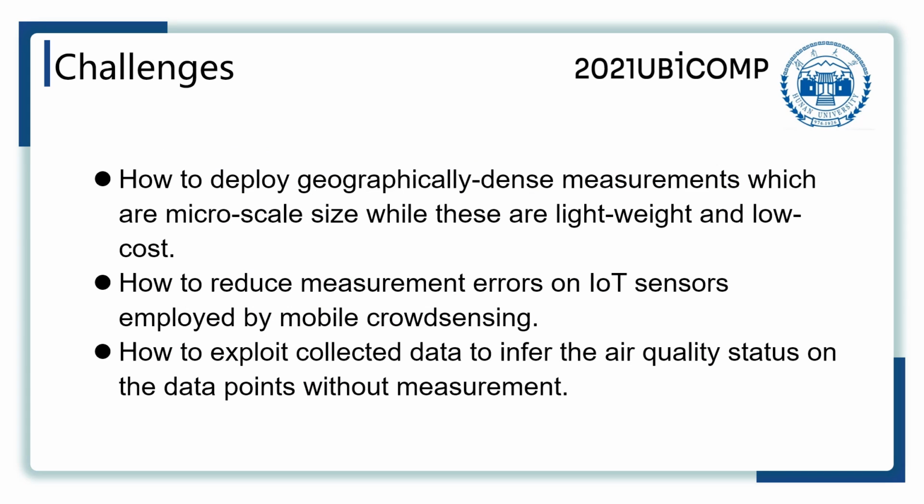There are several challenges when we design our system. The first one is how to deploy geographically dense measurements which are microscale size. Secondly, how to reduce the measurement errors of IoT sensors employed by mobile crowdsensing. And the third is how to exploit collected data to infer the air quality status at the data points without measurements.